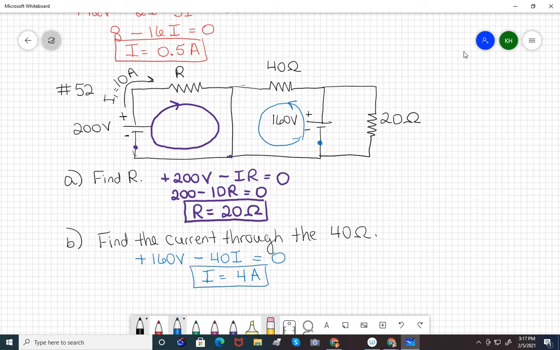The way I've drawn it, I have 4 amps going this way, and the way they told me I have 10 amps going this way. That kind of tells me that if I were to draw right here going through both of this, if there's 10 amps coming this way and 4 amps coming this way, that's 14 amps right there. Here's another thing we know. If there's 10 amps going out of the battery, there has to be 10 amps going into the battery.